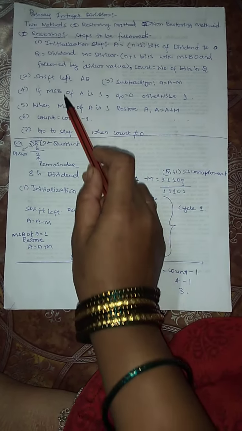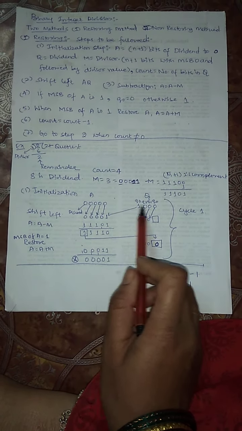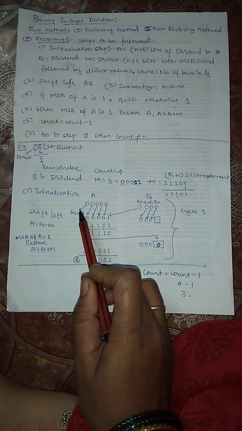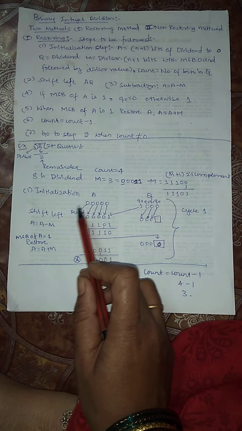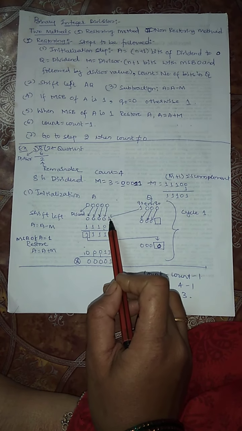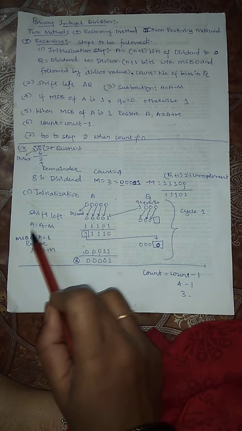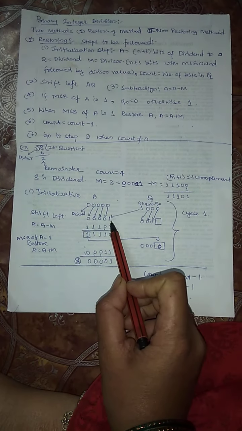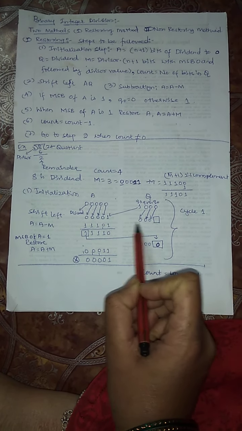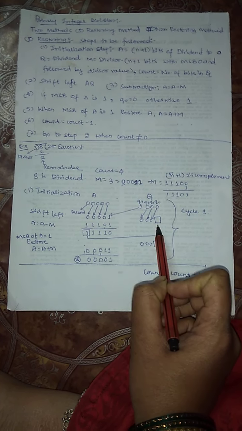Next, what are we going to do? The second step is shift left AQ. This is A and this is Q. Both together we have to shift one place to the left. When I am shifting, this 0 will be discarded and lost. The remaining bits move one position to the left, and this 1 will be taken here. The last place, when shifting to the left, will remain empty here. What value should be put here will be decided in the next steps.